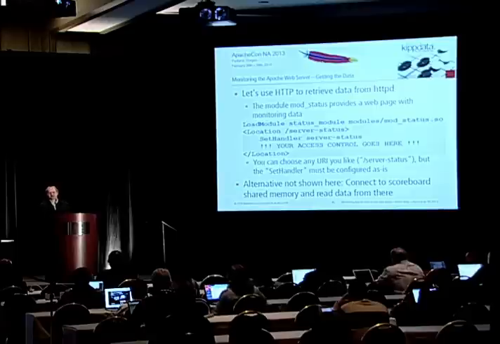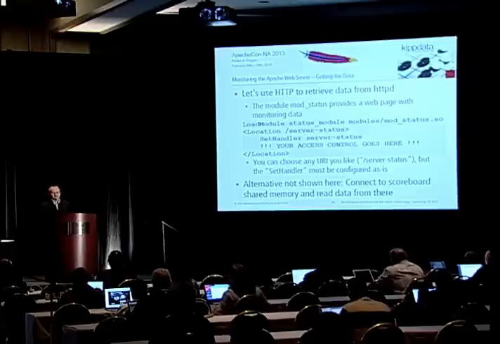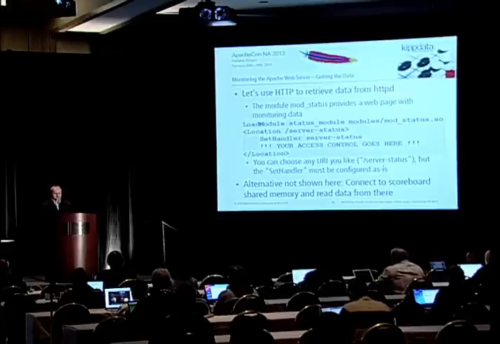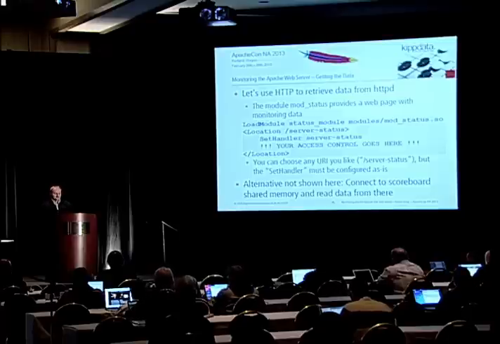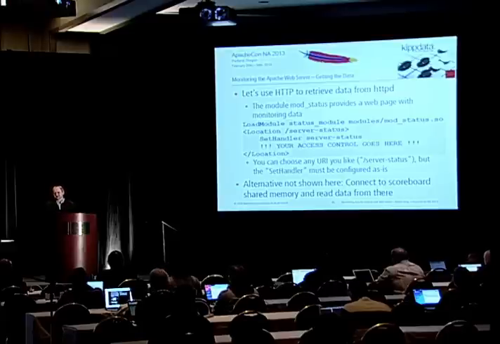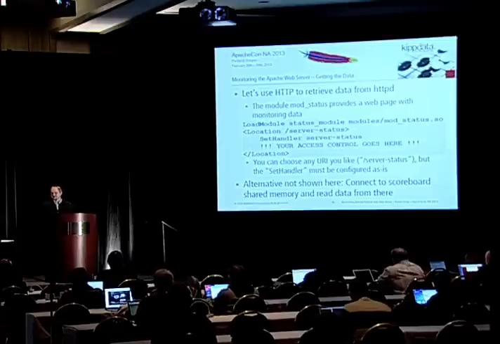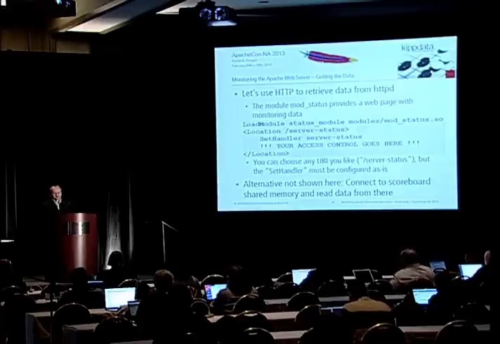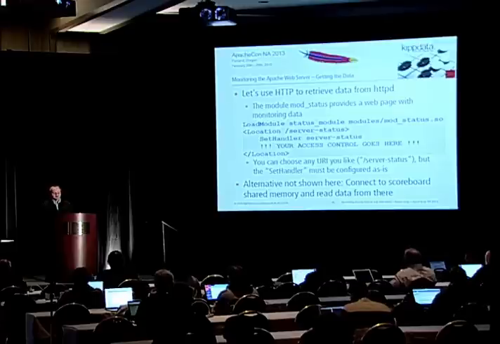And one easy way of retrieving data is using the server status module. And Rich in the previous talk already showed a couple of screenshots that are close to what I will be showing, but I will go more into detail about the data. So to provide the status module, that's usually always installed with the Apache. You have to load it, and you have to provide some URI, some location section, where you set the handler to server-status. Which URI you're choosing is totally up to you. It doesn't have to be /server-status, but please make sure that you provide appropriate access control in case data that's shown there is not supposed to be public.